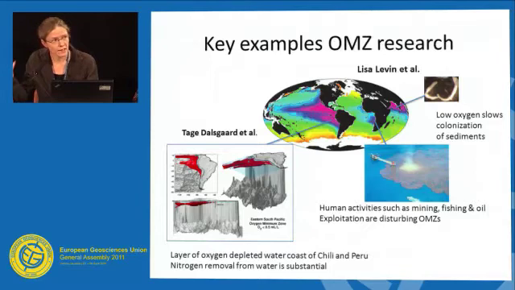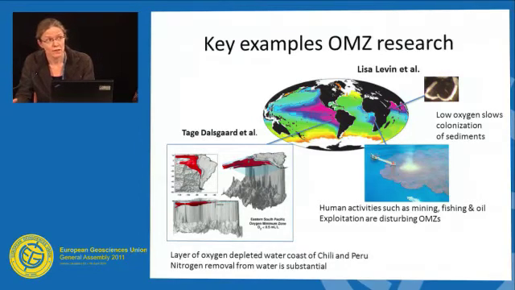And so what Tage Dalsgaard and Lisa Levin will discuss are some new findings about these open ocean oxygen minimum zones that will also be presented tomorrow. What Tage finds, for example, along with co-workers along the western coast of South America, is that there's a layer of oxygen-depleted water with concentrations of oxygen lower than known before, and that it's a very important zone, and that it actually impacts nutrient cycling in the ocean.